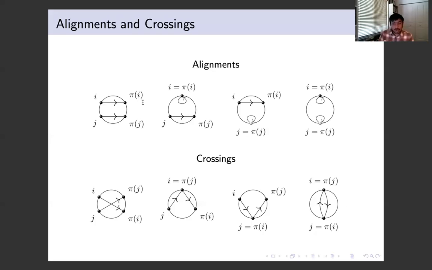What I described was the picture in the first column. The other three columns describe degenerate cases of alignments and crossings. For example, if one of your chords has a fixed point, or if the endpoints of the arrows touch in a crossing, things like that. But that's what alignments and crossings are.